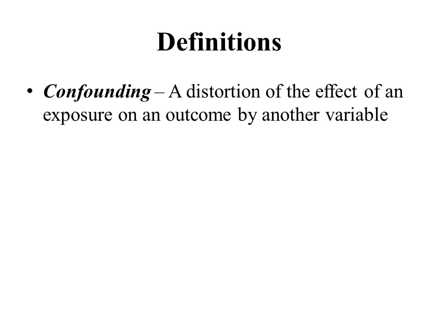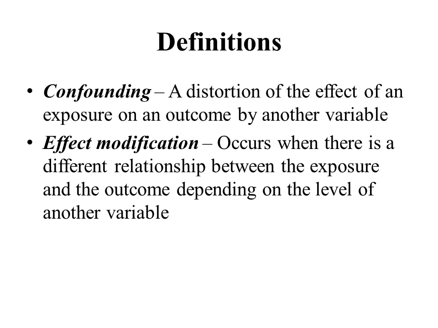So next, let's talk about a couple of definitions. The first one, confounding. That's a distortion of the effect of an exposure on an outcome by another variable. So we've got some exposure, we've got an outcome. That exposure affects the outcome, but maybe there's another variable involved. When there's another variable involved, or maybe more than one other variable involved, that's what we call confounding.